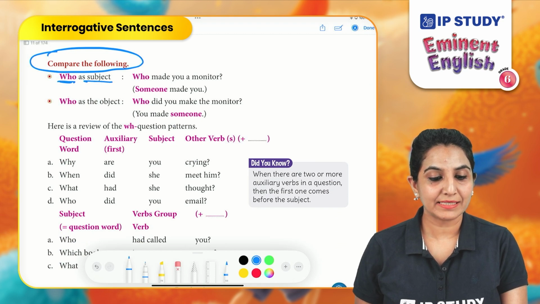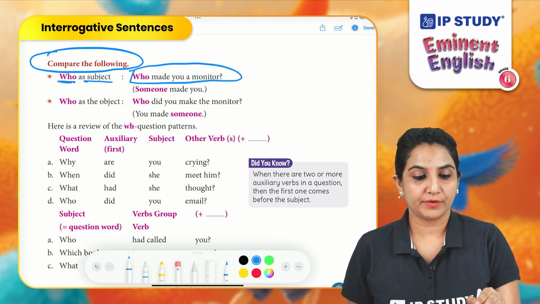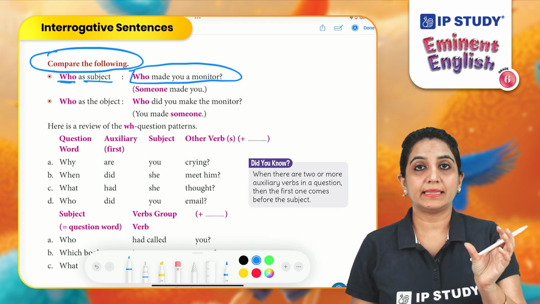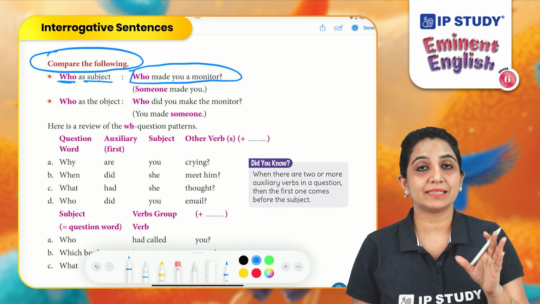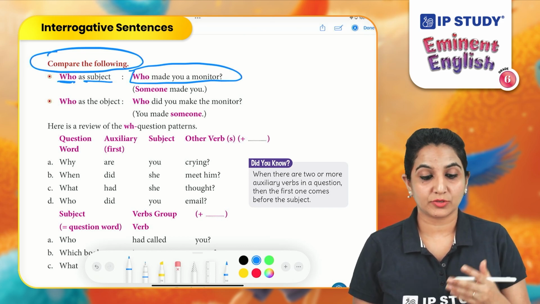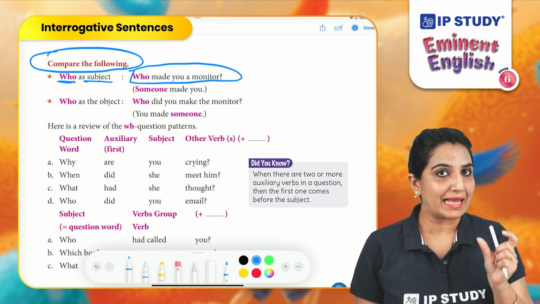Who as subject. Who made you a monitor? Now we are asking about someone. In this sentence, the subject is implied, that who is the subject. So that means someone made you. Who made you? That means who as a subject.